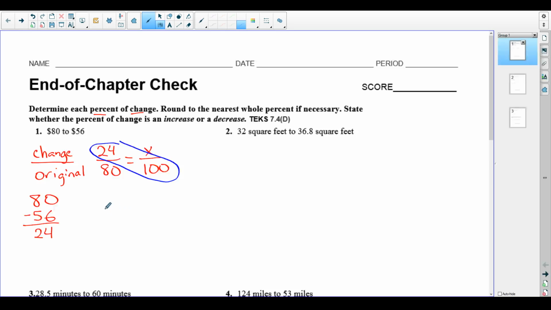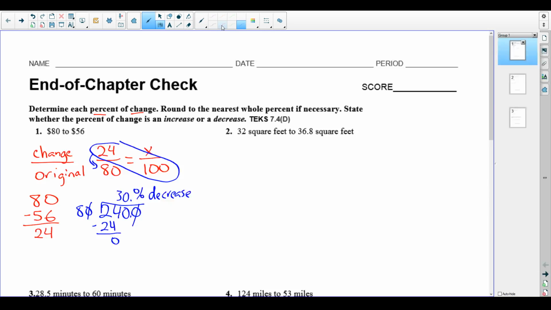So 24 times 100 is 2400, divided by 80. We have an extra 0 on both of these, so you can say 8 goes into 24 3 times. 3 times 8 is 24, which gives us nothing left over, but we still have a place value here. So this is 30%, and then we want to know increase or decrease. Since it's going from 80 to 56, that's going down. That is a decrease, and that's percent of change.